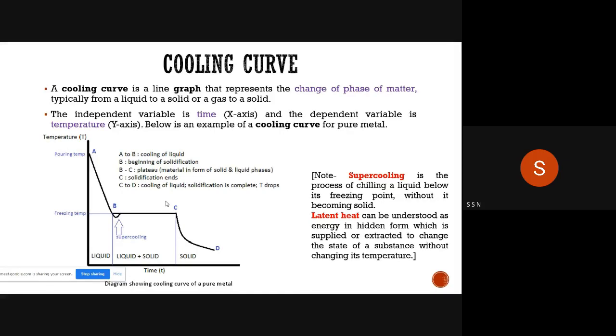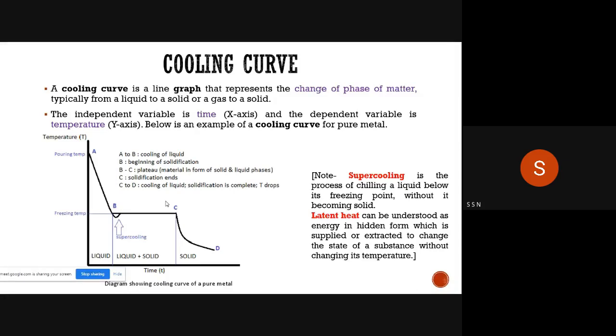So at point B to C, there is a latent heat of solidification here. Because it is a cooling curve, we are cooling this liquid into solid form. That's why latent heat of solidification is there. That's why we are extracting the heat from B to C point, and we are getting liquid as well as solid phase in the B and C points.